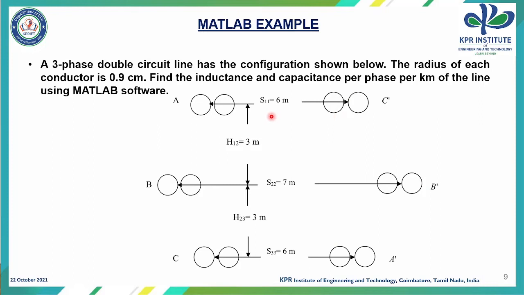So here the configuration represents the distance between the two conductors for top, middle and bottom conductors. Similarly, the height between the top to middle and middle to bottom conductors. Here, the distance between the conductor A1 and C2. So consider here A, B, C as A1, B1, C1. So A dash, B dash, C dash is nothing but A2, B2, C2.